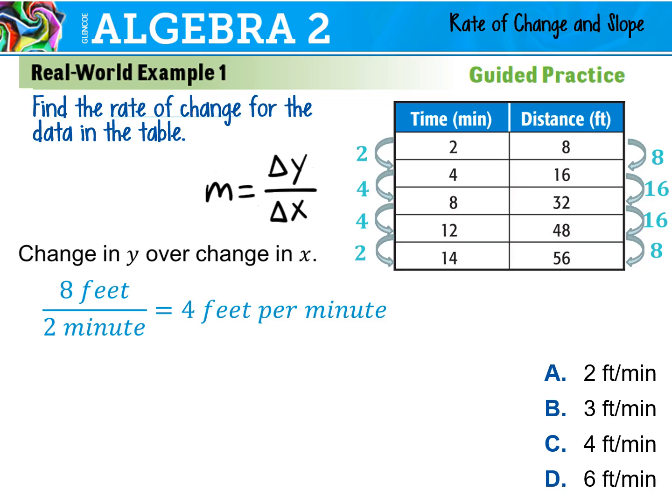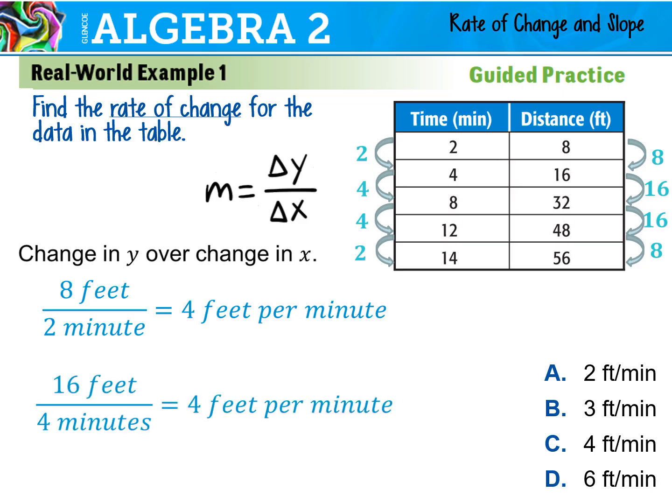So if we look on a corresponding change on the right to the change on the left, we have an 8 feet for 2 minutes, which is 4 feet per minute. Let's try another one. 16 on the right matches with 4 on the left, and 16 feet in 4 minutes is 4 feet per minute. So we have the same rate of change, that is C, 4 feet per minute.